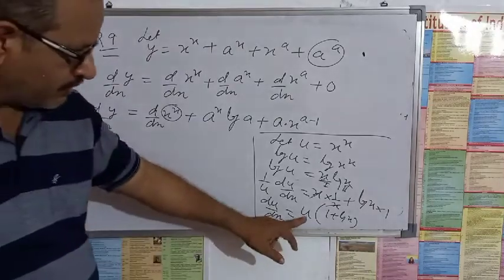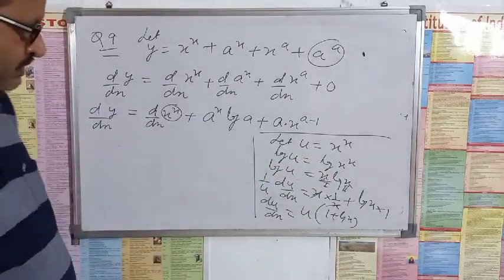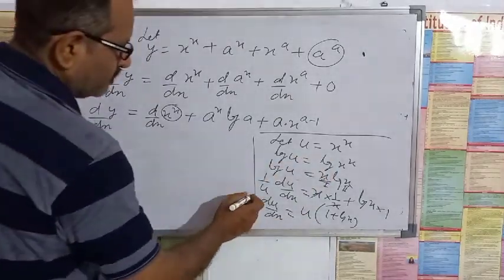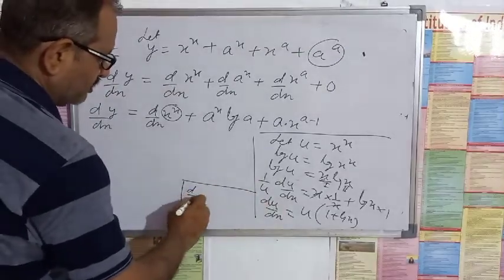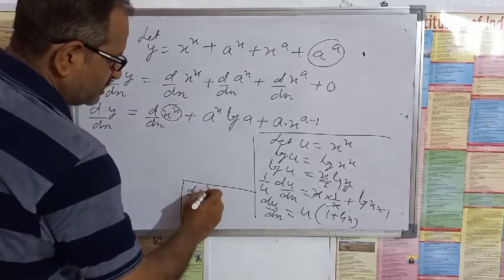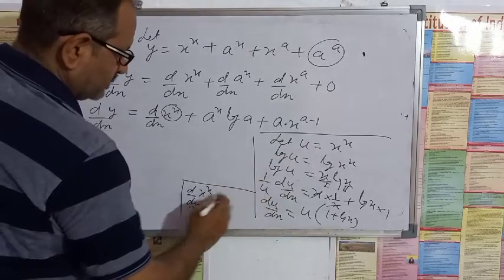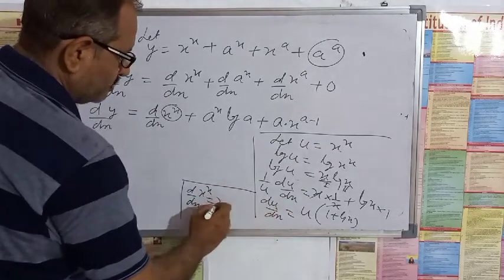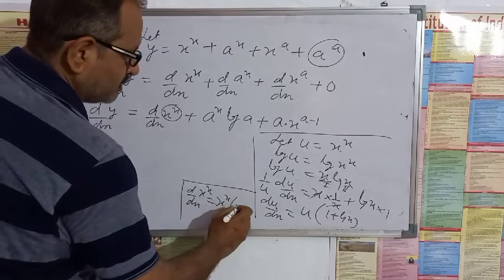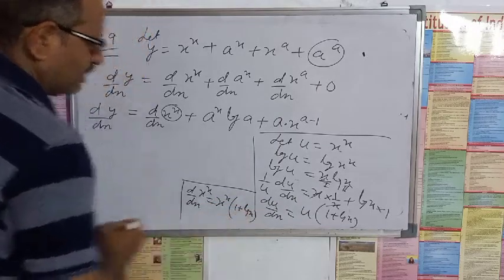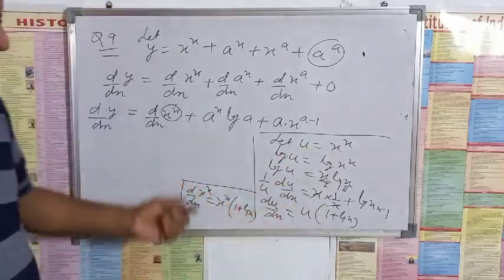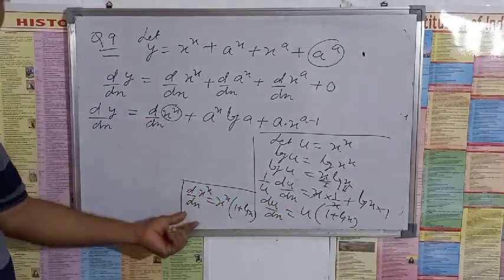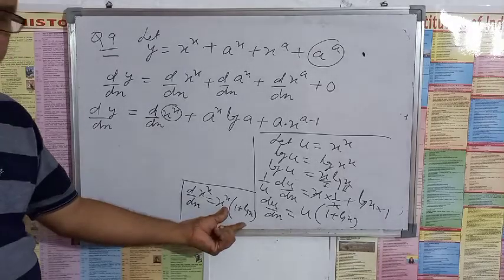And at last we have to put the value of u. So put here value of u. So d by dx of u, meaning x to the power x, is equal to x to the power x into 1 plus log x. So we have differentiated x to the power x separately here. You can put this value here, d by dx of x to the power x is this one.